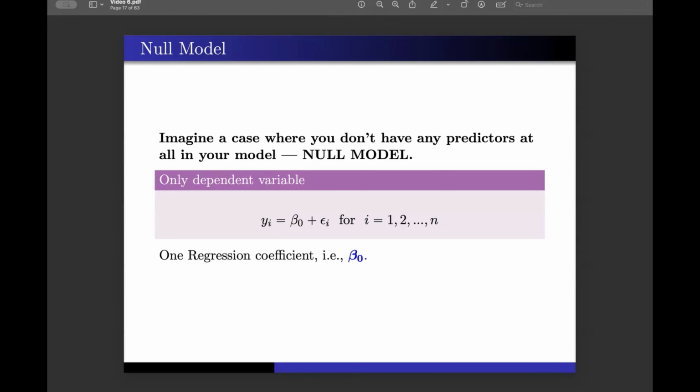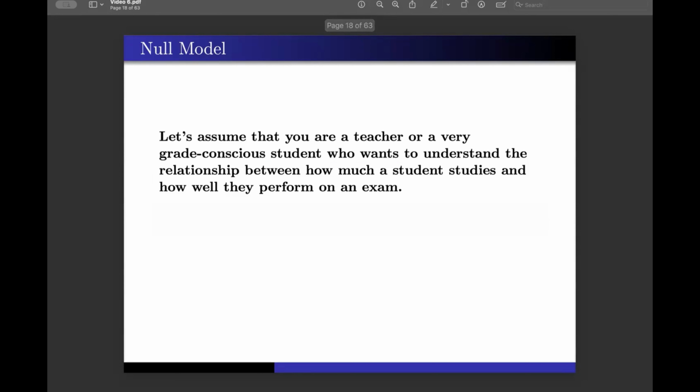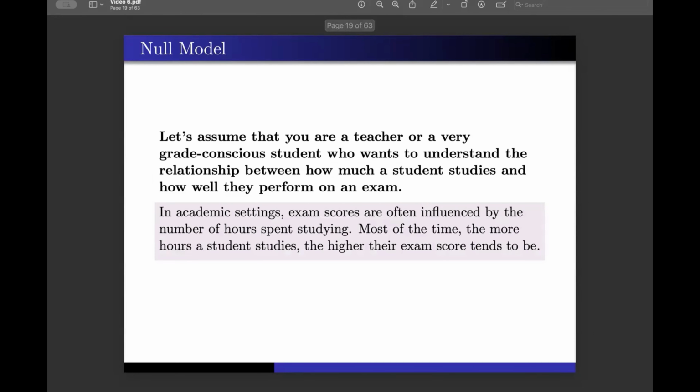Let me show you this with a quick example. Let's assume that you are a teacher or a very conscientious student who wants to understand the relationship between how much a student studies and how well they perform on an exam. In academic settings, exam scores are often influenced by the number of hours spent studying. Most of the time, the more hours a student studies, the higher their exam score tends to be.